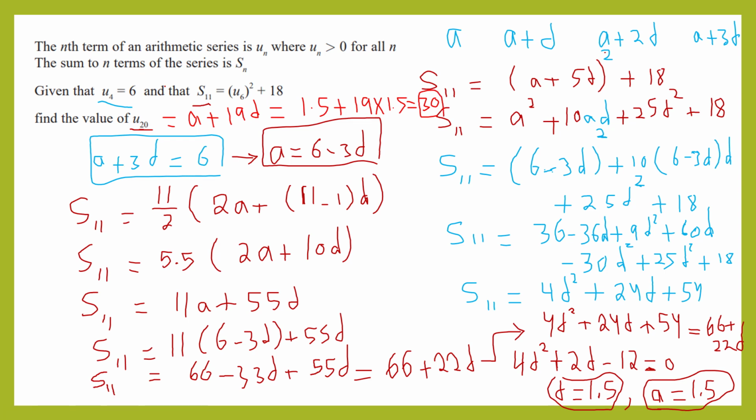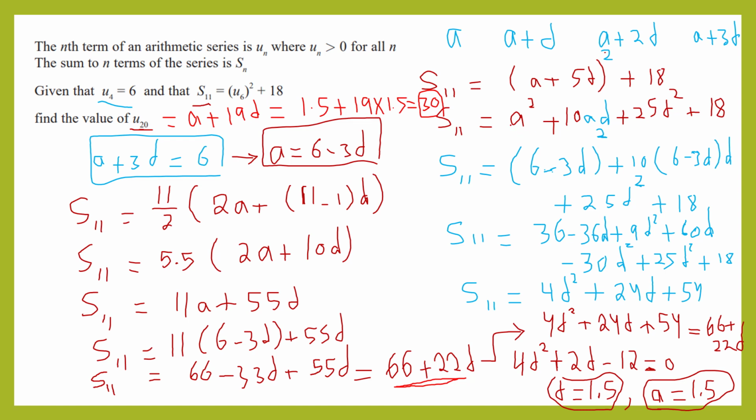We took U4, which is A plus 3D is equal to 6, and then we made A the subject of the formula, so A is equal to 6 minus 3D. Then we took S11, we substituted N by 11 in here till we got an equation of 66 plus 22D, and then we tried to work again on S11 by the given formula here, U6 squared plus 18, so it will be A plus 5D all squared plus 18. Then we expanded this bracket, it's A squared plus 10AD plus 25D squared, and there is 18 out.